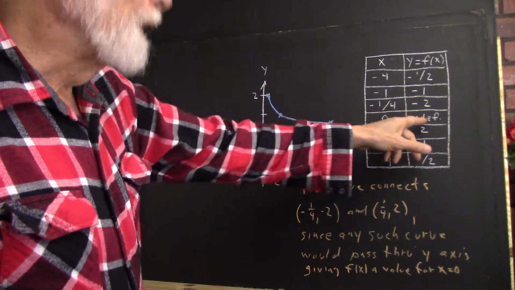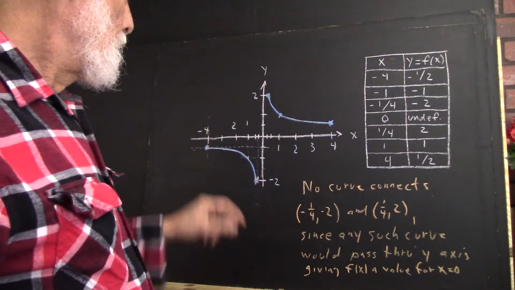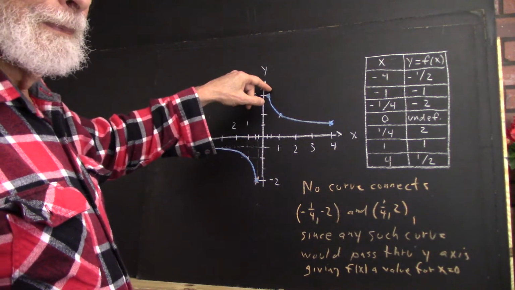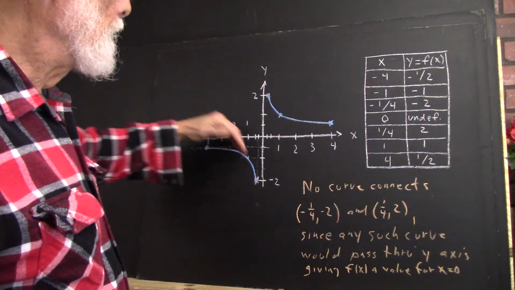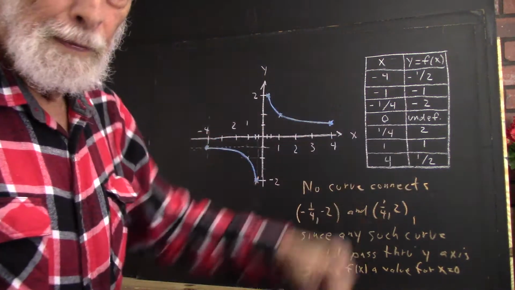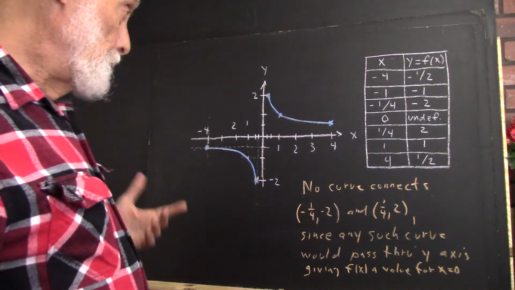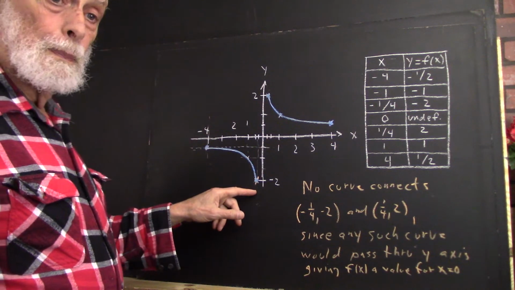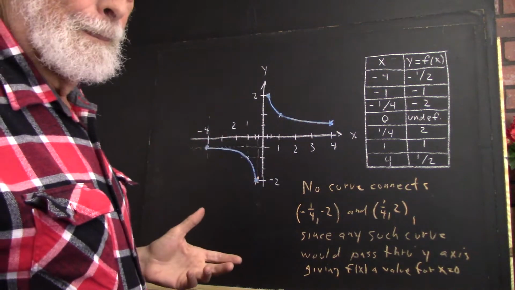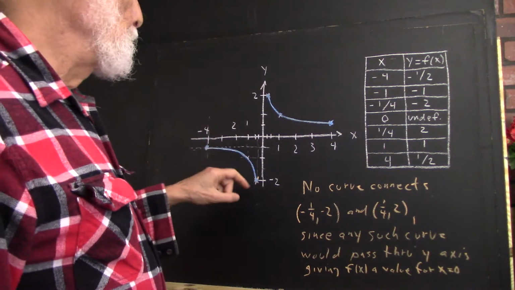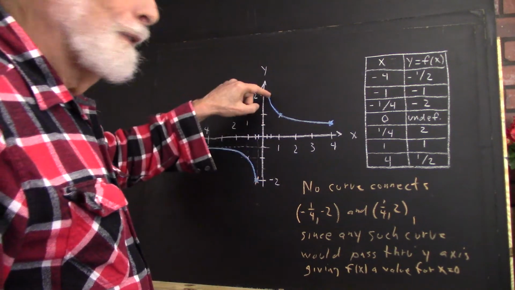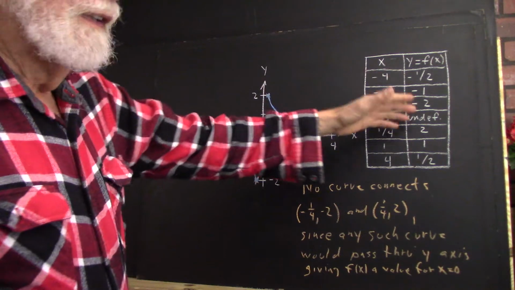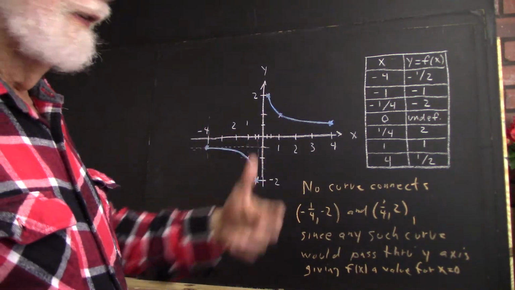The function is undefined. If we can't have a point on the y-axis, we can't connect this point to this point. And we can't connect then this half of the graph to this half of the graph. So, if we want to draw a curve corresponding to our points on each side, that's fine. But we absolutely do not connect from one side to the other of a point where the function is undefined.